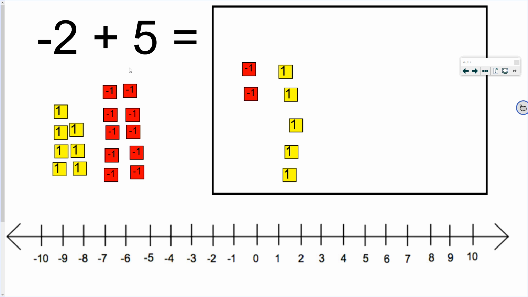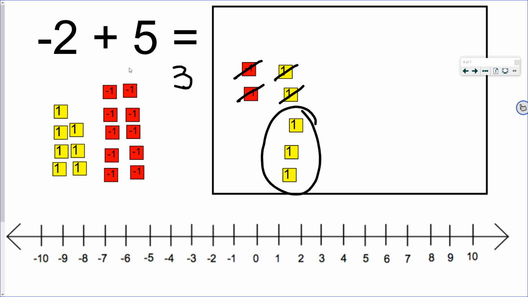And in this case, we have more positives than we do negatives, as you can see. So how many more positives do we have? Well, let's cross them off. We have 1 negative, 1 positive, 1 negative, 1 positive. All we have left are 3 positives. And that is the solution. The answer is 3. Negative 2 plus 5 is 3.